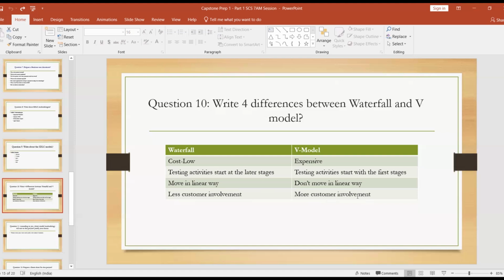In the similar way, you have to prepare your differences between the waterfall model and the V model for your particular project, I mean your particular case study. It completely depends on the case study.